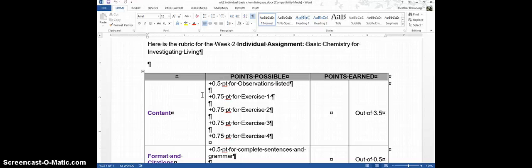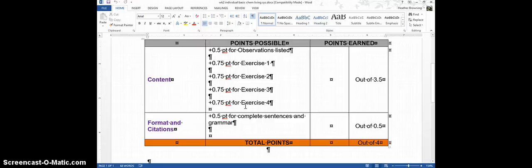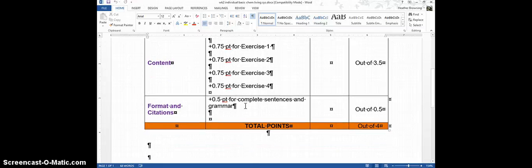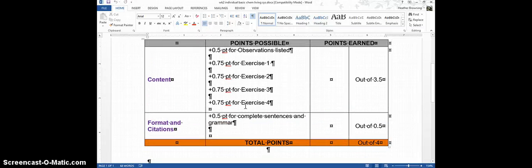Give yourself a lot of time this week to do labs. They take a long time. And then you have the half a point for doing all of the grammar, complete sentences, the lab summary, all that stuff falls over there. So see, nice and fast. So let's open the actual lab.